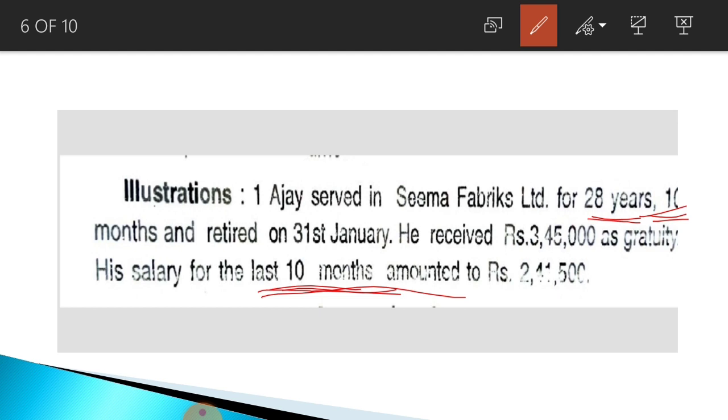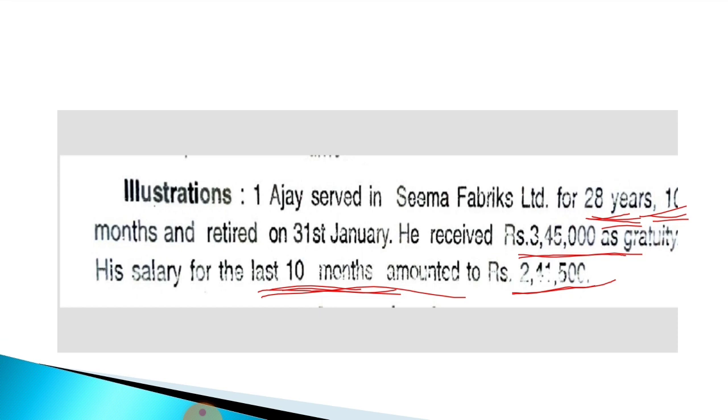See this problem. Ajay served in Seema Fabrics Limited for 28 years 10 months. Here you have to consider only 28 years, and he retired on 31st January. He received 3,45,000 as gratuity. This is the actual amount of gratuity received by Ajay. His salary for the last 10 months amounted to rupees 2,41,500. This information is important to calculate half month's salary. Let us solve this problem.